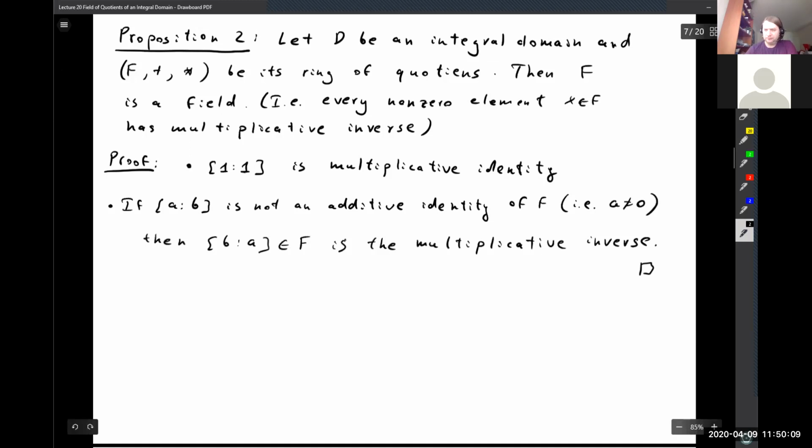Okay, so now recall that the integer numbers were actually a subset of Q, right? Were embedded.